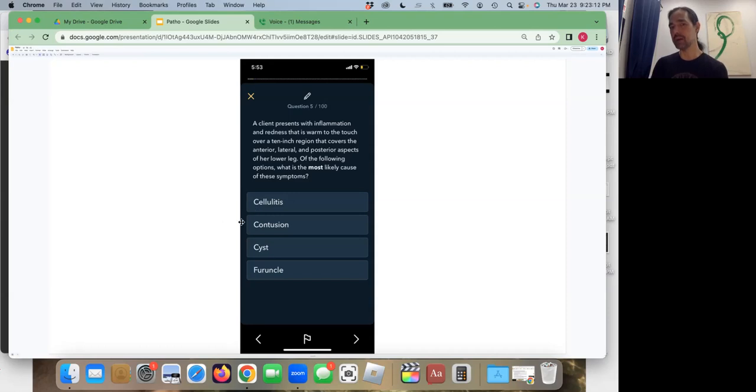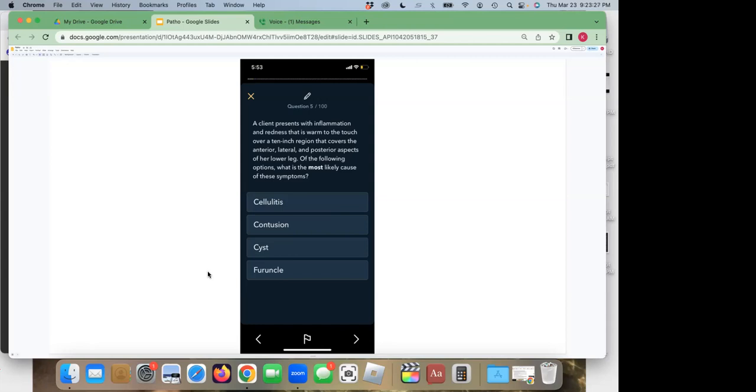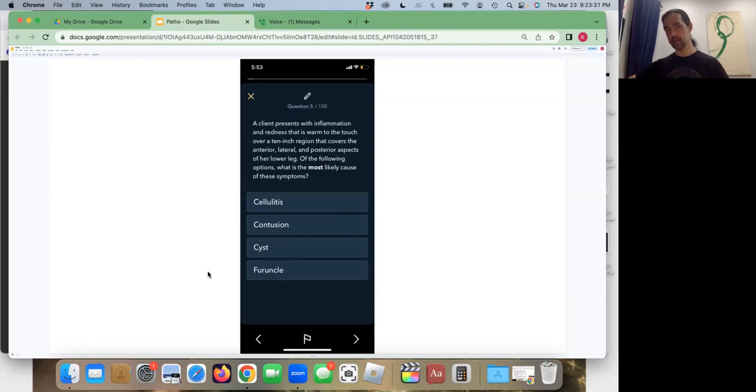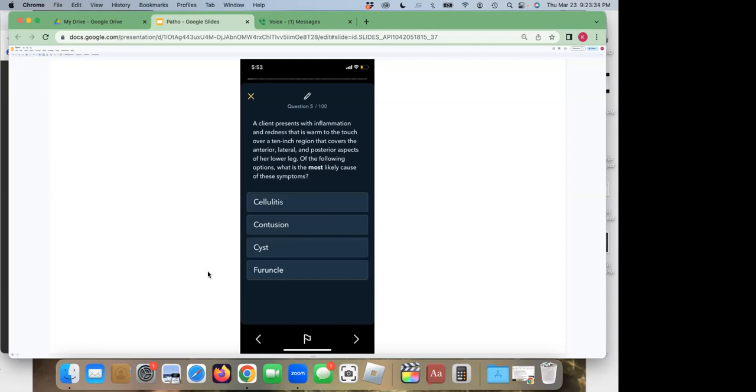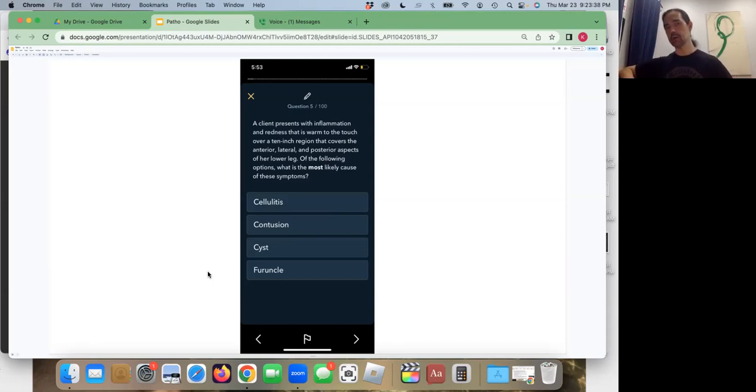So you have to know something about each one of these, all right? So you're about to learn something about each one of these. Cellulitis, contusion, cyst, or furuncle. What do you guys think? Cyst, maybe? Okay, all right. Anybody else? I was thinking of the first one, cellulitis. Cellulitis, yeah.